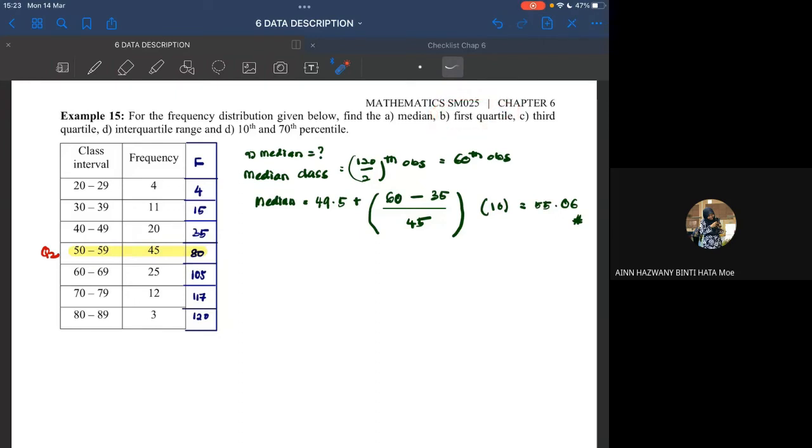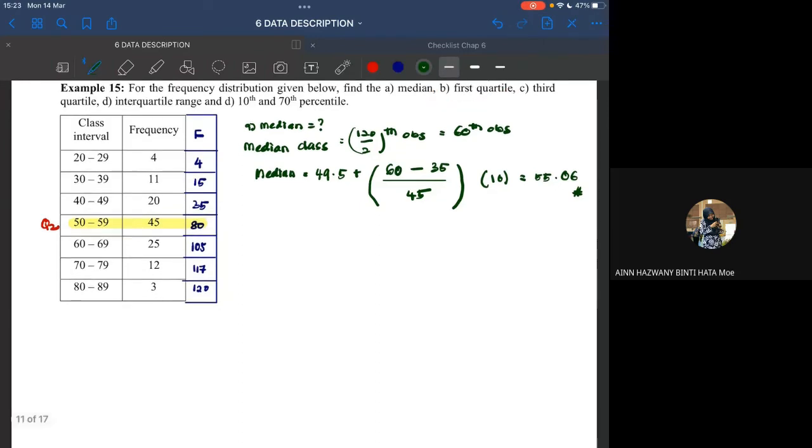Okay, next, first quartile. Basically the same thing, cuma cara kita cari kelas kita je yang berbeza. First quartile, Q1. So, kita kena cari Q1 kelas kita. So, Q1 is 1 over 4. Okay, ingat, Q1 ialah 1 over 4. Darab dengan N kita, which is 120. Which is kat sini kita dapat berapa? 120 divided by 4, we have 30. So 30th observation.